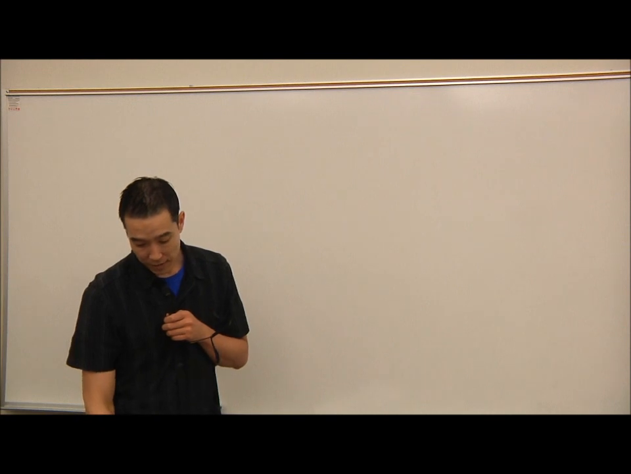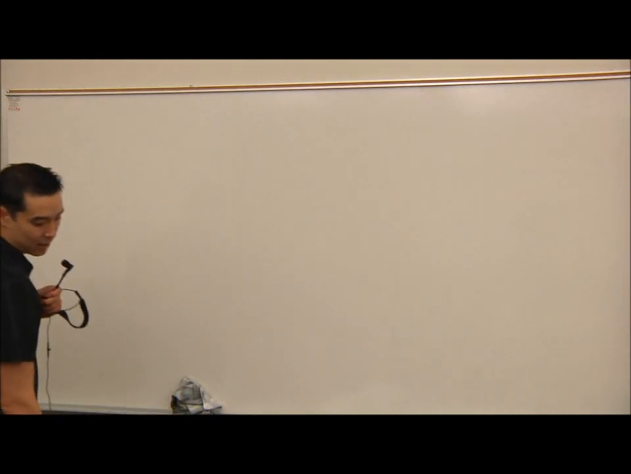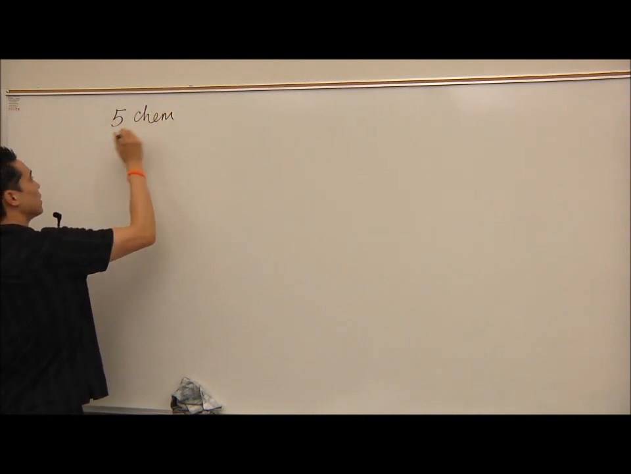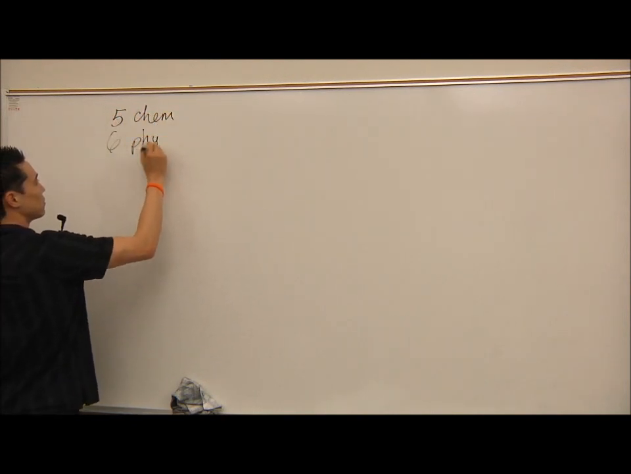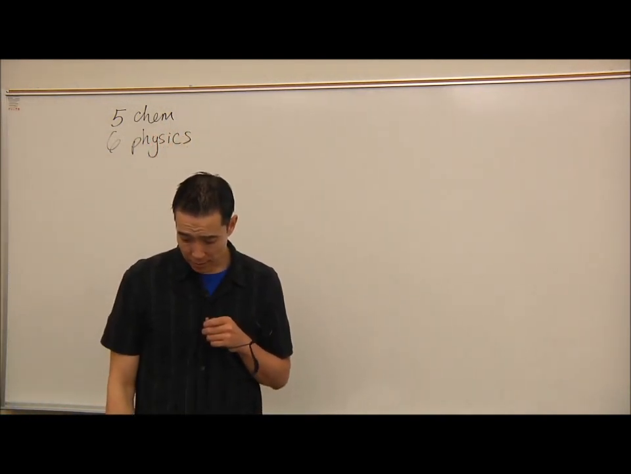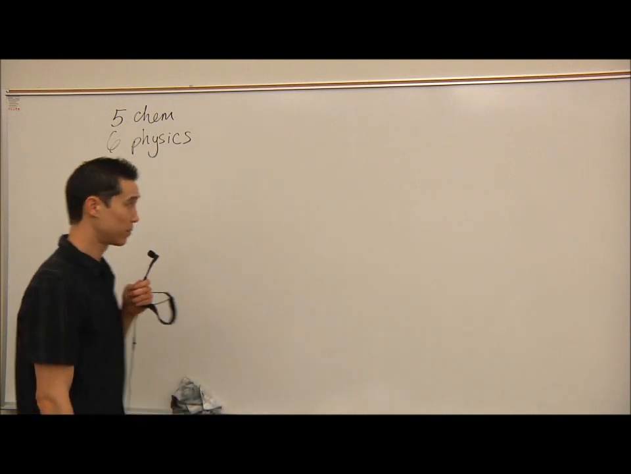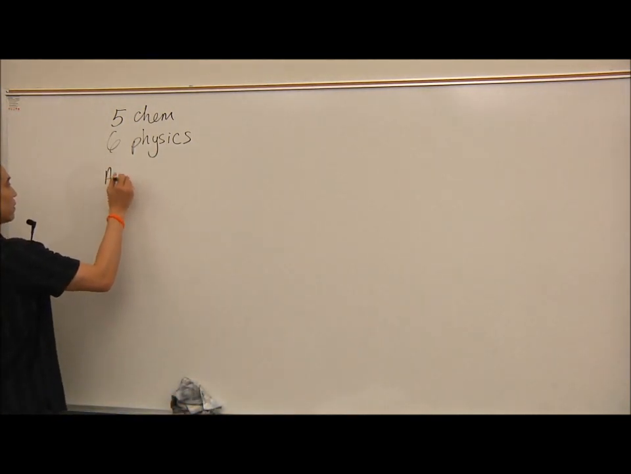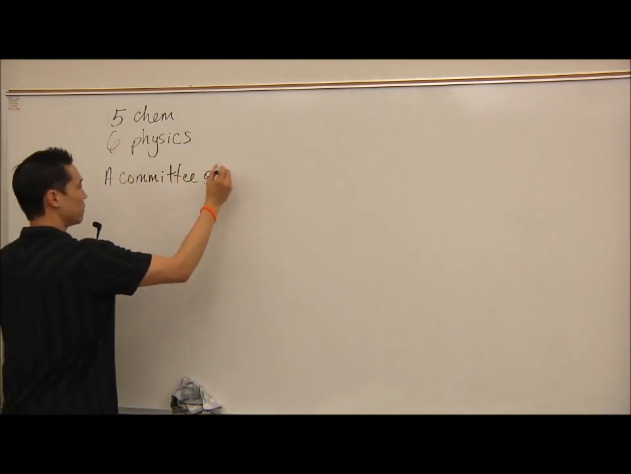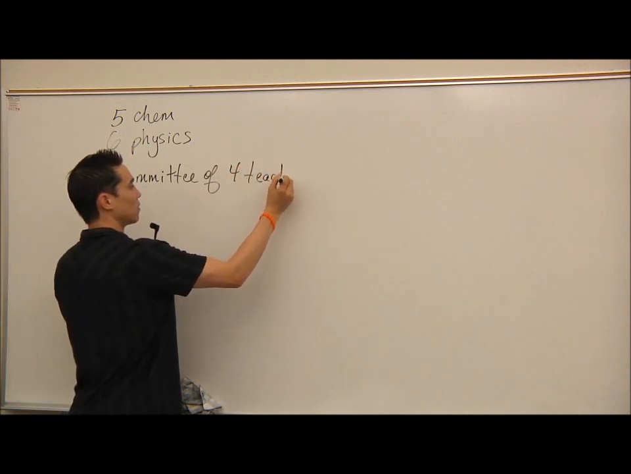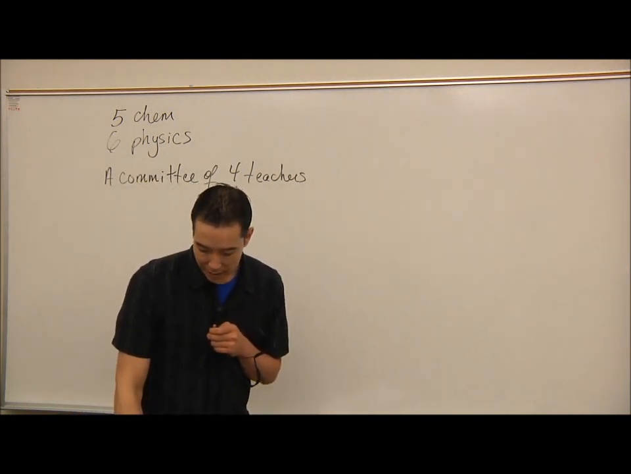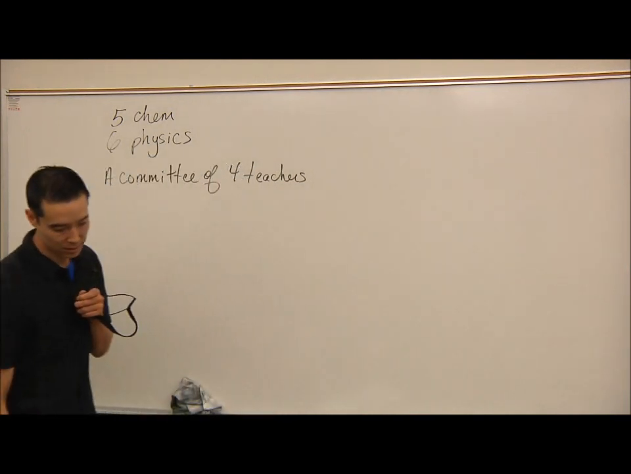At a college, there are 5 chemistry teachers and 6 physics teachers. A committee of 4 teachers is to be selected from these 11. What's the probability at least one of them is physics?